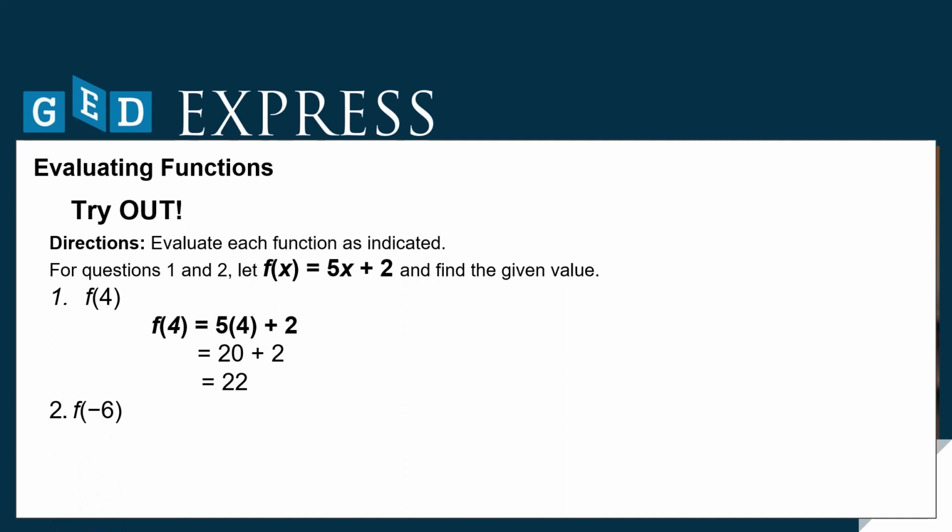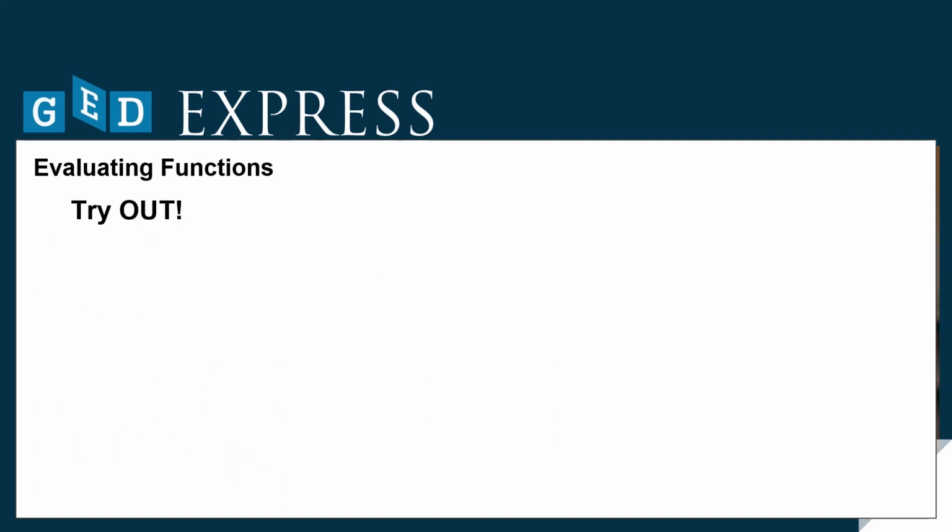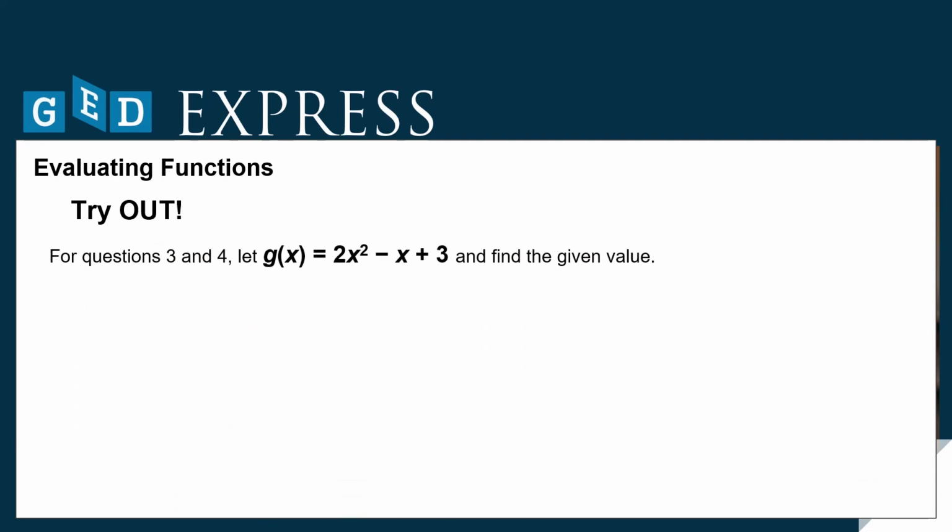Another, the input is equal to negative 6, or the value of x is equal to negative 6. Again, substitute x by negative 6. Then follow the order of operations. 5 times negative 6, we have negative 30. And then plus 2, we have negative 28. So the value of the function where the input is equal to negative 6 is negative 28. Now let's try some more questions.